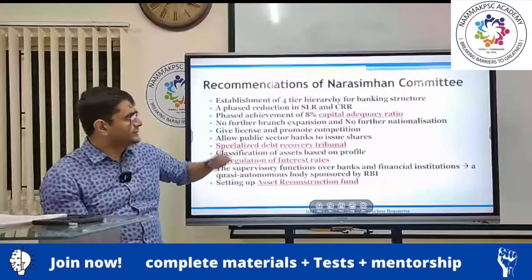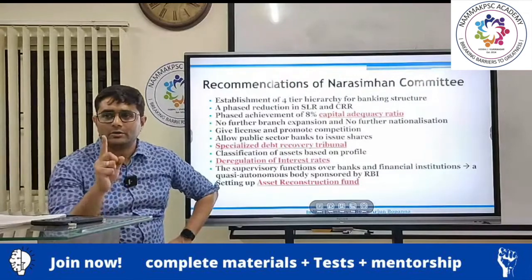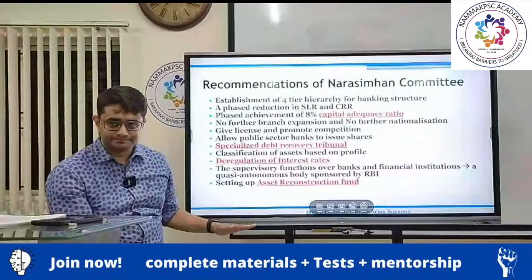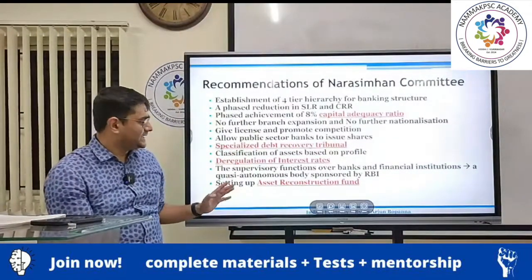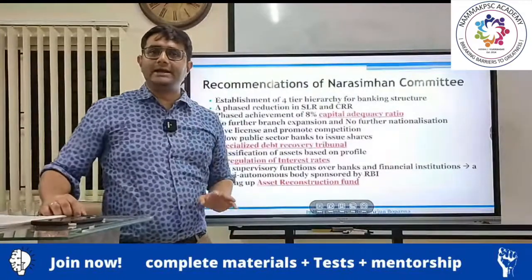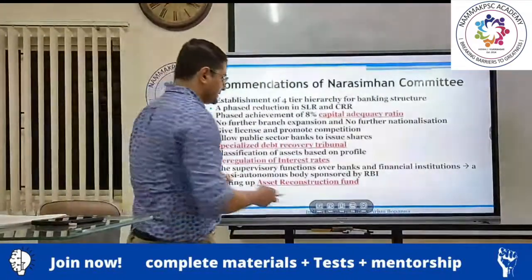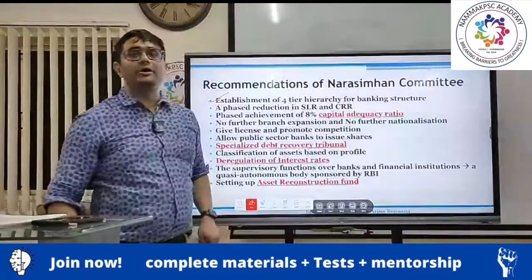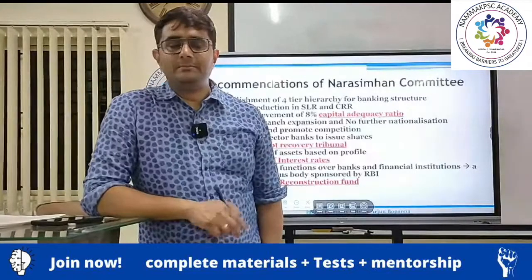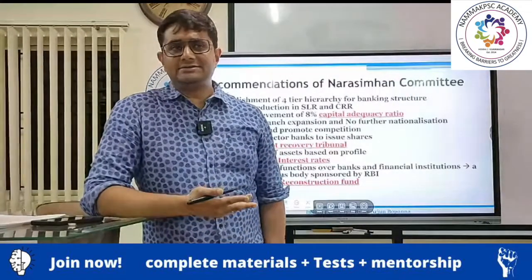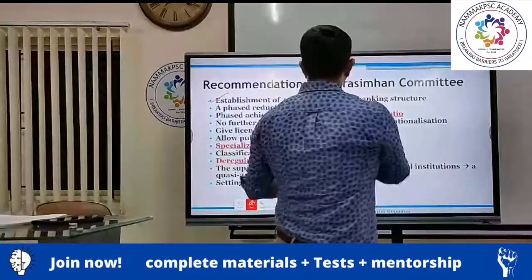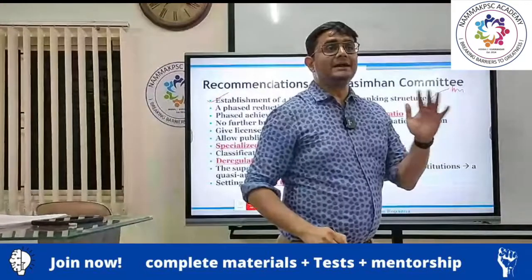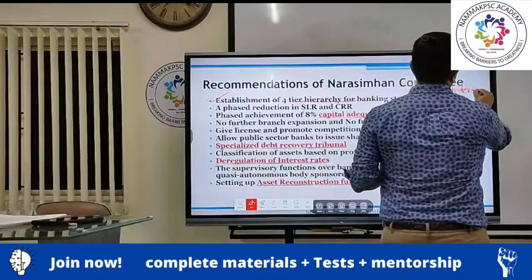So the first report, Narasimhan committee report 1 on the financial sector. One by one we will discuss. Some points, which may be in red, may have to be dealt with in detail, which I will do in the course of our further discussions. The first one is establishing a 4-tier hierarchy for the banking system. Just to understand it in simple terms, 4-tier hierarchy means certain banks should be operating at the international level.